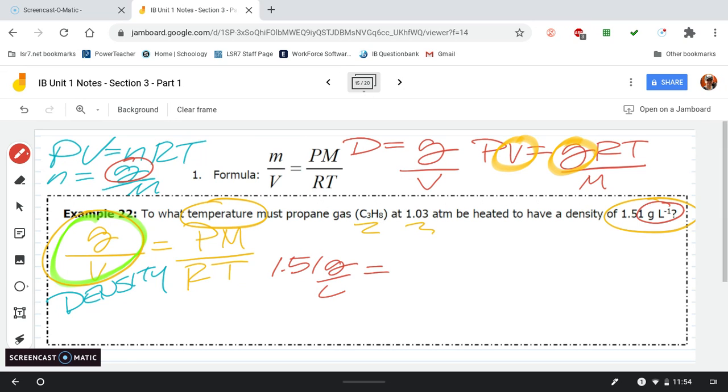And that's going to equal pressure. Okay, atm is great. We'll use that, 1.03 atm. And then, okay, molar mass. Well, you're going to get molar mass from C3H8. So let's go ahead and add that up. So you got 3 carbons, so 3 times 12.01, plus the hydrogens, 8 times 1.01, and you get 44.11.